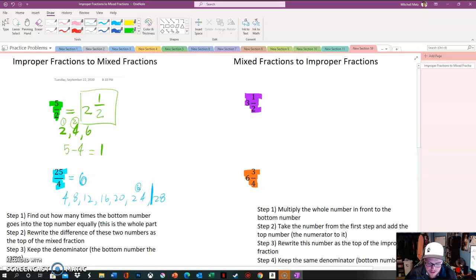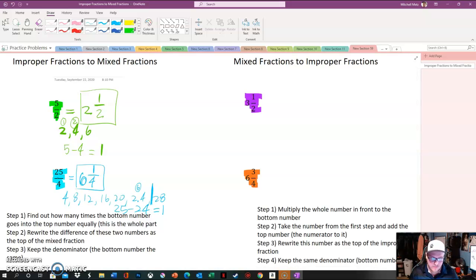Now I'm going to take that number 6, or sorry, not that number 6. I'm going to take the number that we counted up to, this number right here, the amount of times we counted up. We're going to take this away from the top number. So we're going to say 25 minus 24, and that's equal to 1. So 1 will be my numerator, and then I'm going to rewrite 4 as my denominator. So 6 and 1/4, that is my fraction as a mixed fraction. So that's how you do improper fractions to mixed fractions.